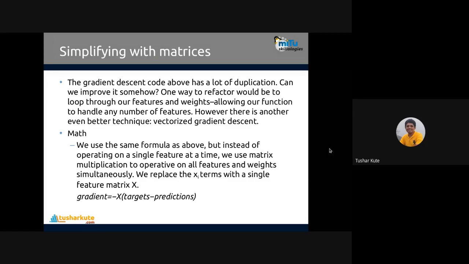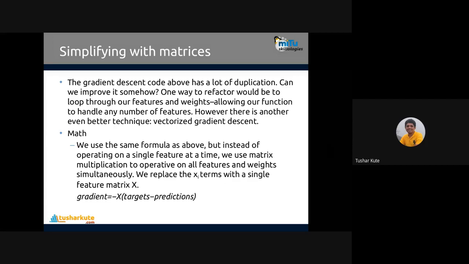Simplifying with matrices, the gradient descent code avoids a lot of duplication. So you can improve it somehow. Another way to refactor would be to loop through our features and weights, allowing our function to handle any number of features. However, there is an even better technique called vectorized gradient descent. We use the same formula as above, but instead of operating on a single feature at a time, we use matrix multiplication to operate on all the features and weights simultaneously.